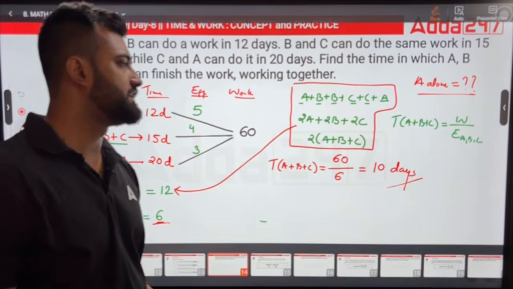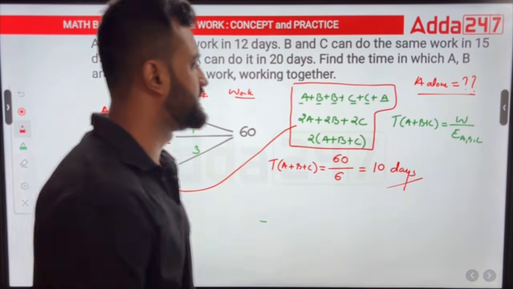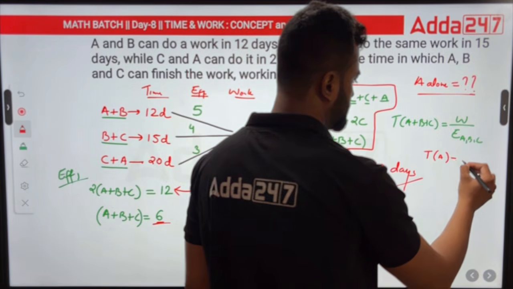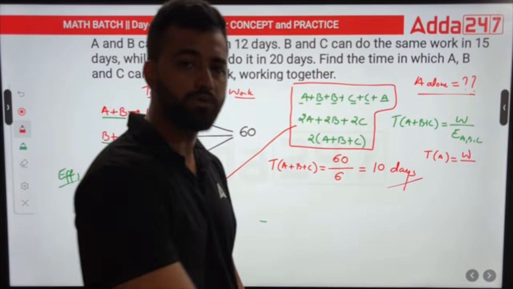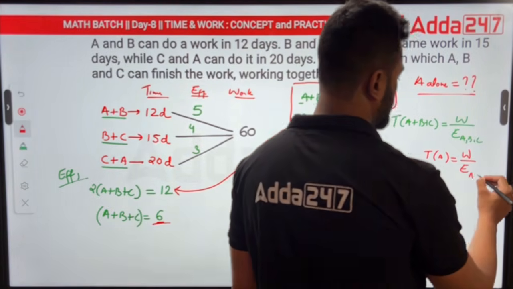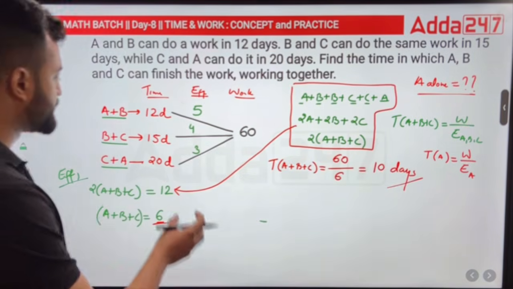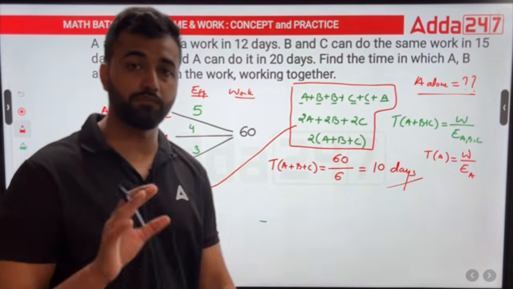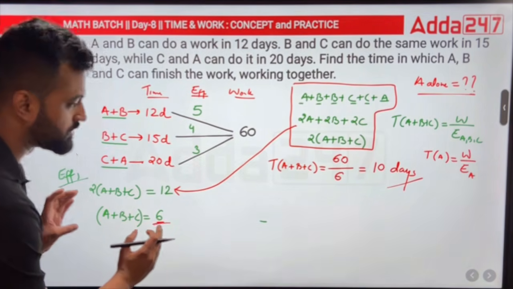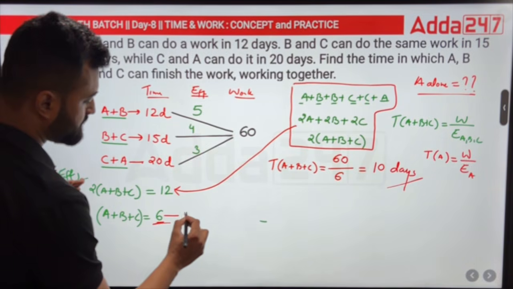In that case, what do we need? Concept is same. If I want to find time taken by A, we need the total work which A has to do along with the efficiency of A. So we want efficiency of A, which we do not have currently, so we have to get that. So how will you get it? Utilize this particular equation. This is like a gold for you, gold. So I'm writing it number 1.